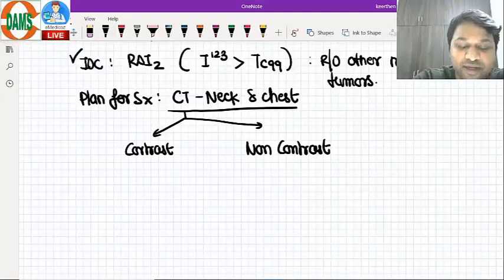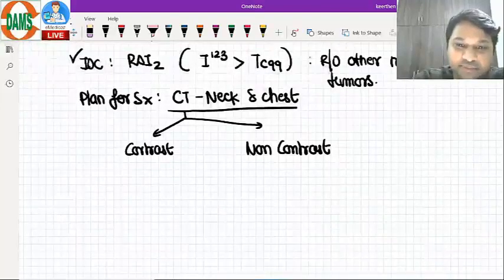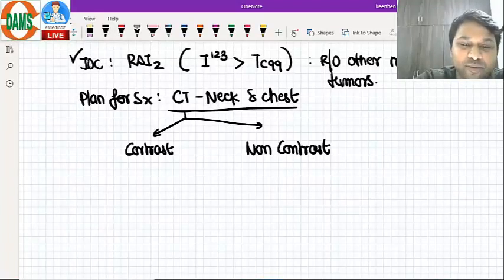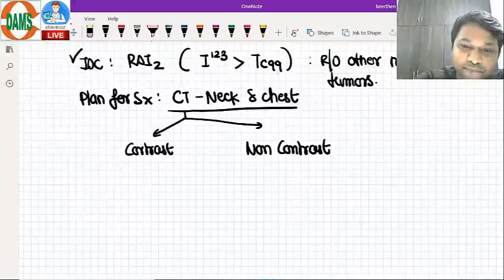But then face to face, I'm just coming to the same discussion. No? CT pe hai abhi hum log. Okay, how many of you say contrast CT? And how many of you say non-contrast CT? Okay, majority of you are thinking about contrast CT.